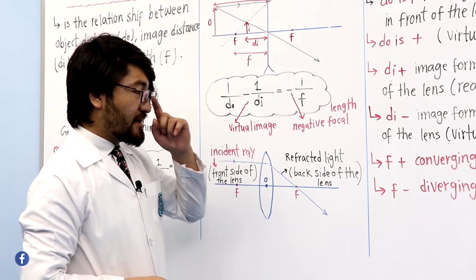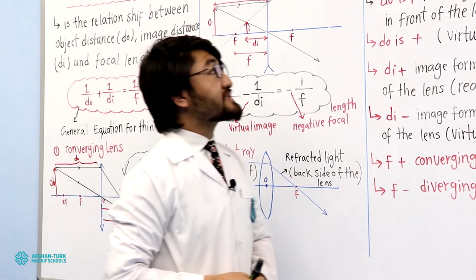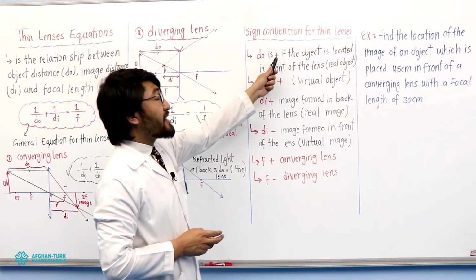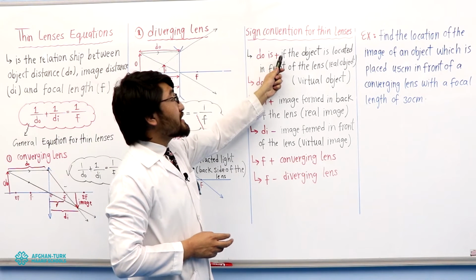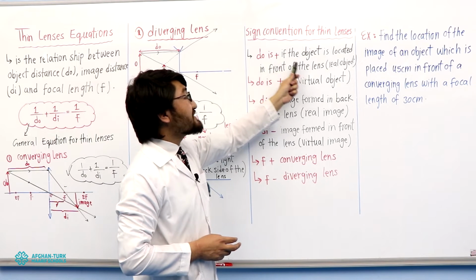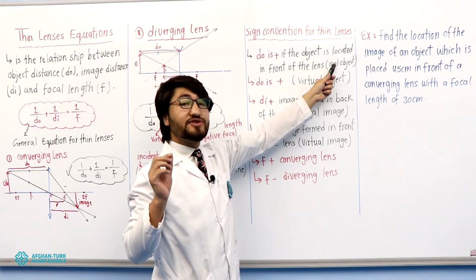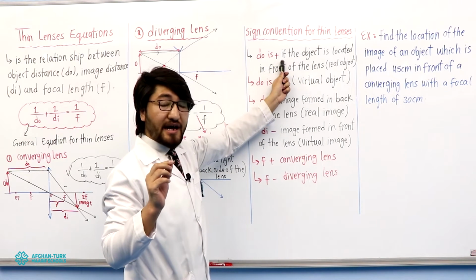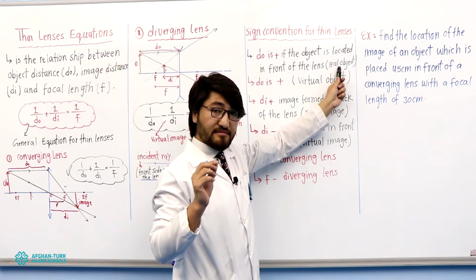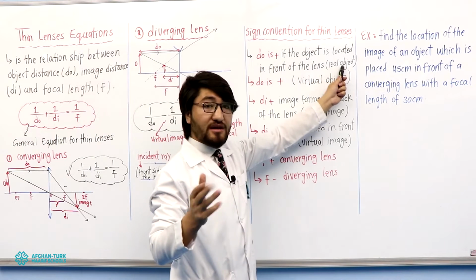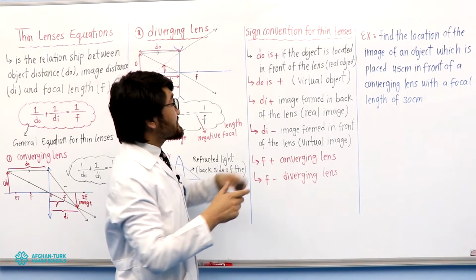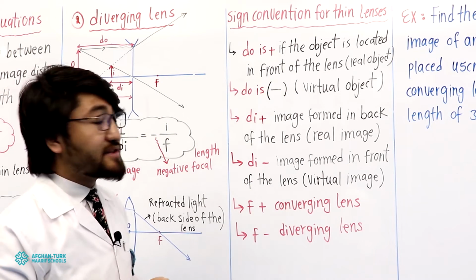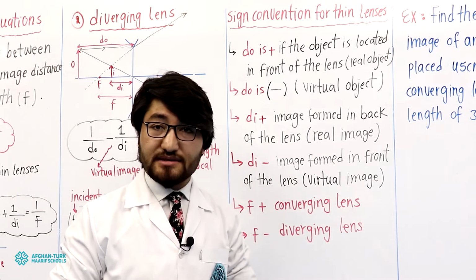Let me tell you the sign convention for thin lenses. dO is positive if the object is located in front of the lens. It means a real object. A positive sign represents real. If dO is positive, it means a real object. If dO is negative, it represents a virtual object.